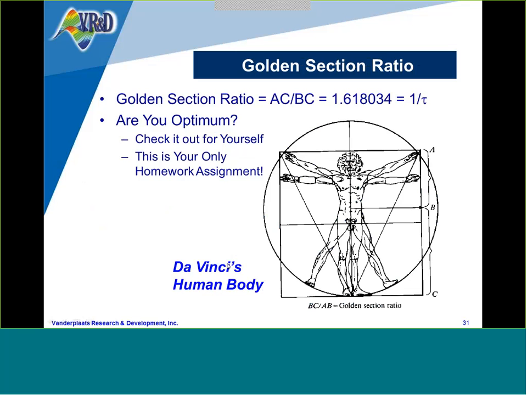If you look at Da Vinci's human body, this is our only homework assignment. A over B, the distance from your navel to the top of your head divided by your height, should be 0.38. So you can check that as a homework assignment.